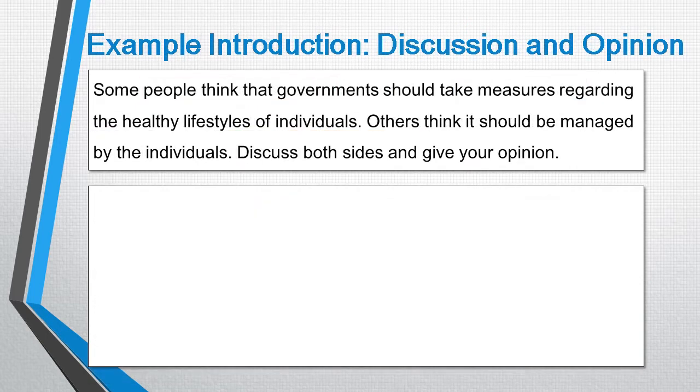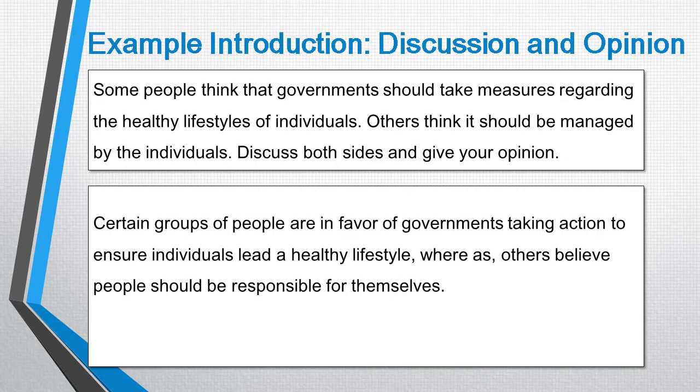Our third example question is a discussion and opinion question. And it reads, some people think that governments should take measures regarding the healthy lifestyles of individuals. Others think it should be managed by the individuals. Discuss both sides and give your opinion. Once more, we're going to rephrase the question first, and here it is.